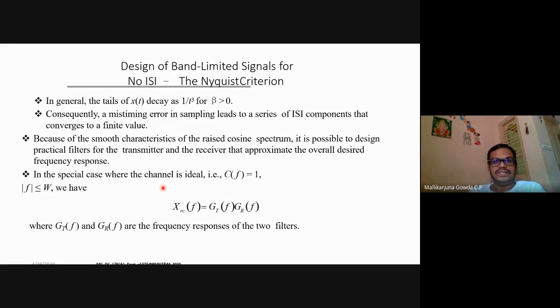In the special case where the channel is ideal, the value of C of f is equal to 1, meaning the frequency response of the channel is 1 for f less than W. In that case, X RC of f is the frequency response of the raised cosine roll-off filter. That should equal the frequency response of the transmitter filter times that of the receive filter. This is what I was discussing at the beginning: we started with X of f equal to GT of f, C of f, and GR of f. GT of f and GR of f are the frequency responses of the transmitting and receiving filters.